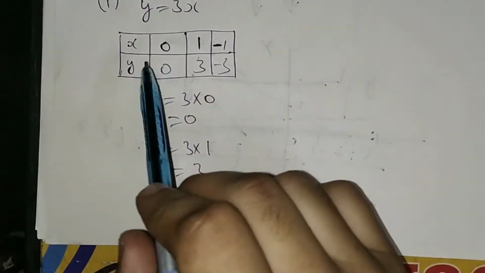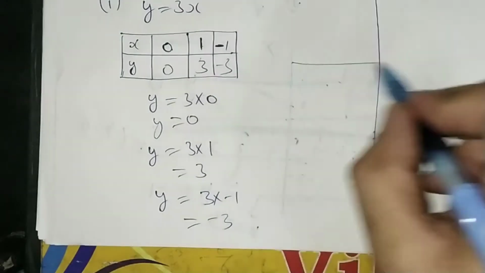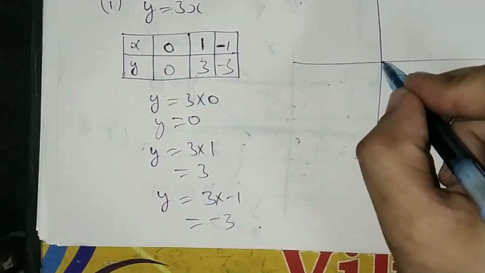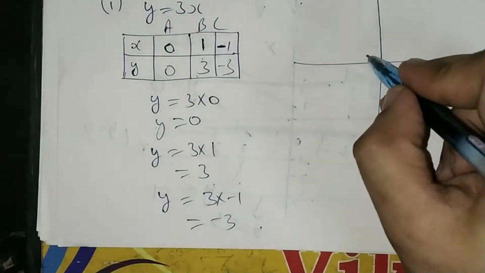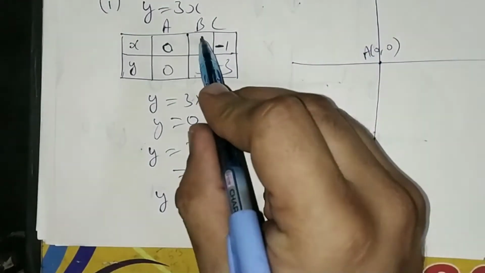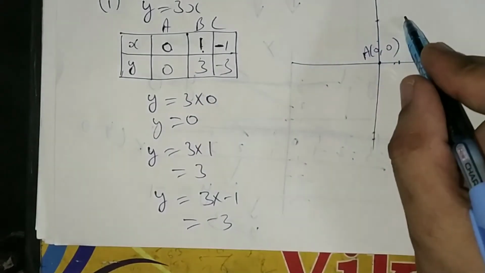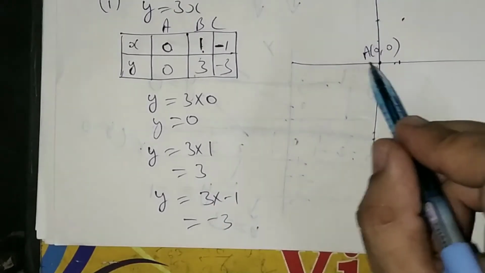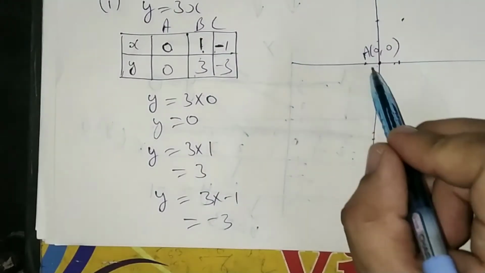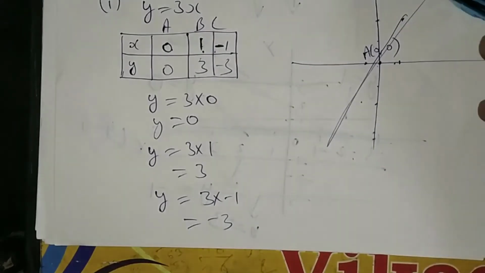Now we have found 3 points: 1, 2 and 3. Just plot these 3 points on the graph. Suppose this is A, this is B, this is C. So A is (0, 0), B is (1, 3). So this is x = 1, this is y = 3. This must be the point. Then x = -1, y = -3. So this might be the point. Just make a line here. So this is your line.